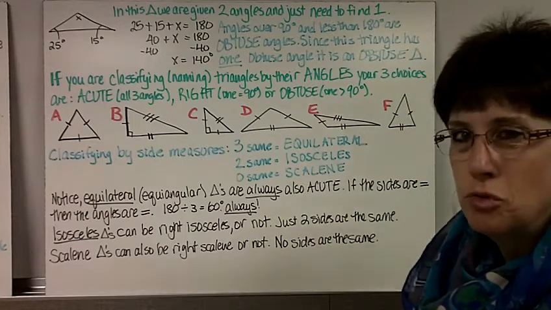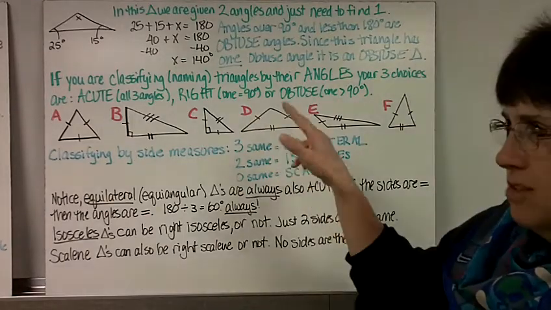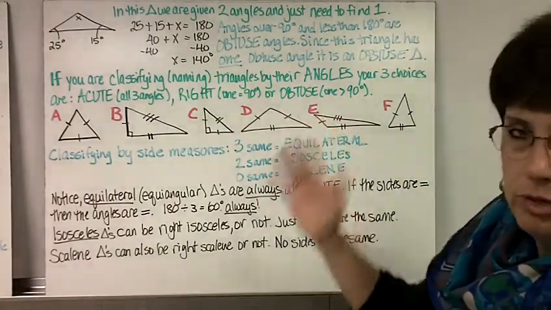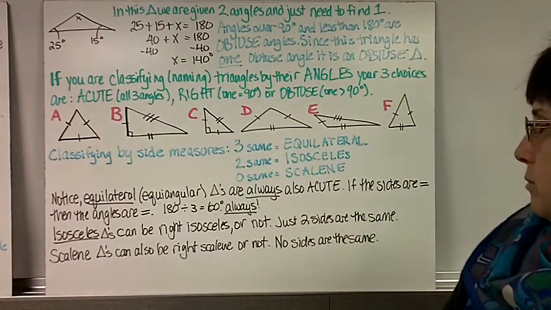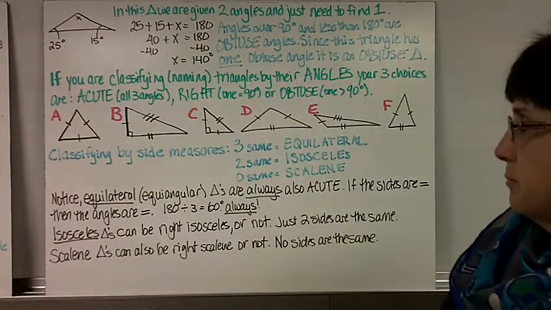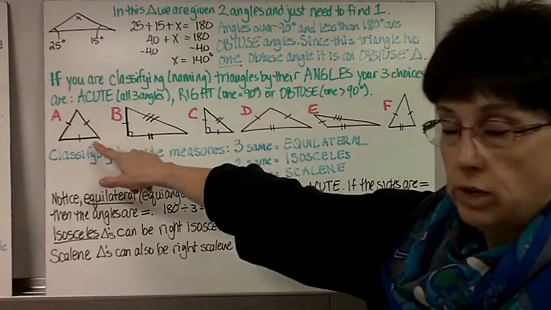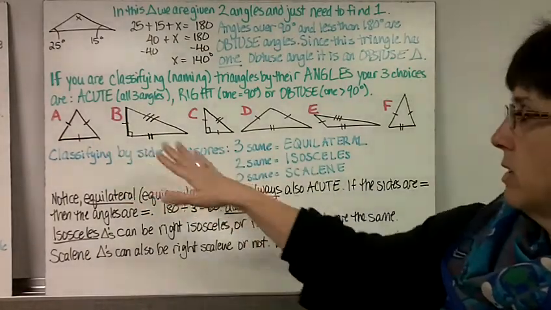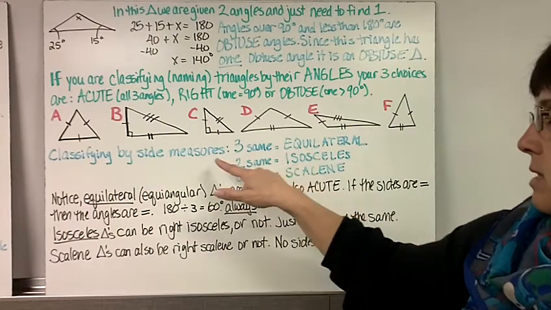Now I guess you could do 2, 2, and 3 and show that the two 2's are the same, but I don't want to draw more lines, right? So let's go through and say what each one of these would be. This triangle would be, oh wait, I didn't tell you this, classifying by the side measures.